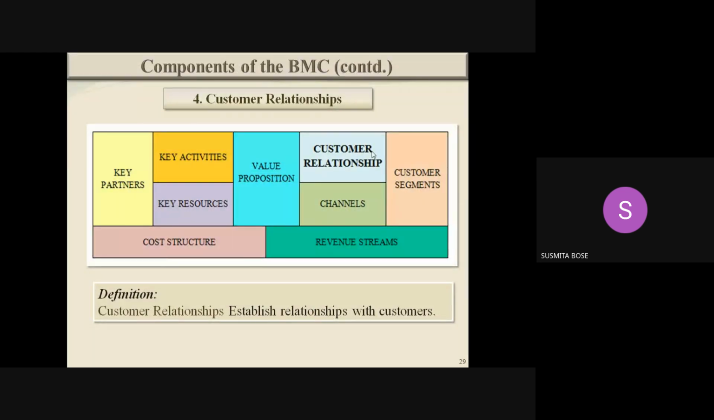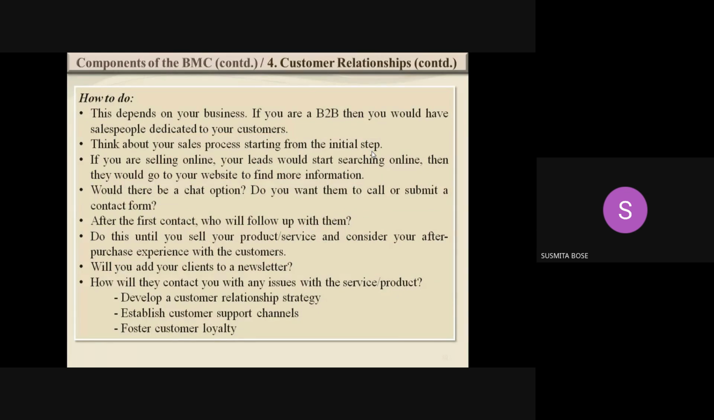Next is customer relationship. This is very important, like value proposition. The customer relationship establishes relationships with the customers. This depends on your business type. If you are a B2B, then you would have salespeople dedicated to your customers. Think about your sales process starting from the initial step. If you're selling online, your lead would start searching online. Then they would go to your website to find more information. Lead means customers. Would there be a chat option?